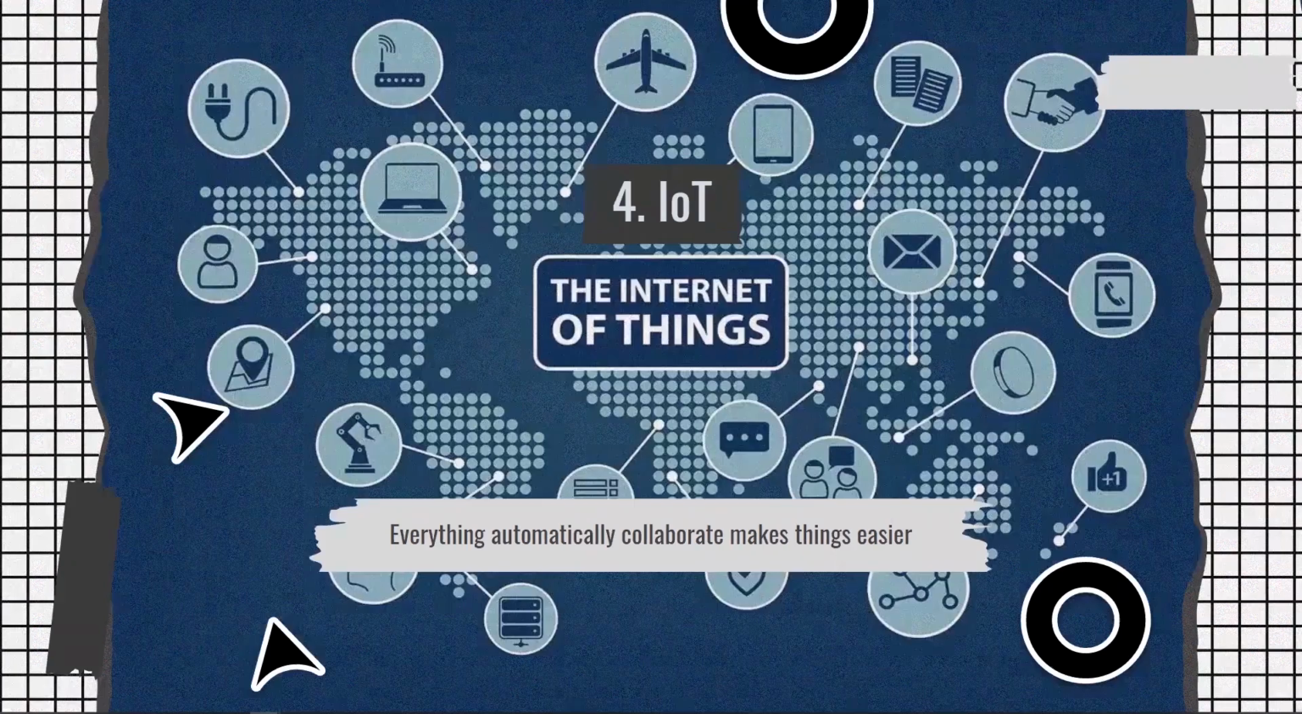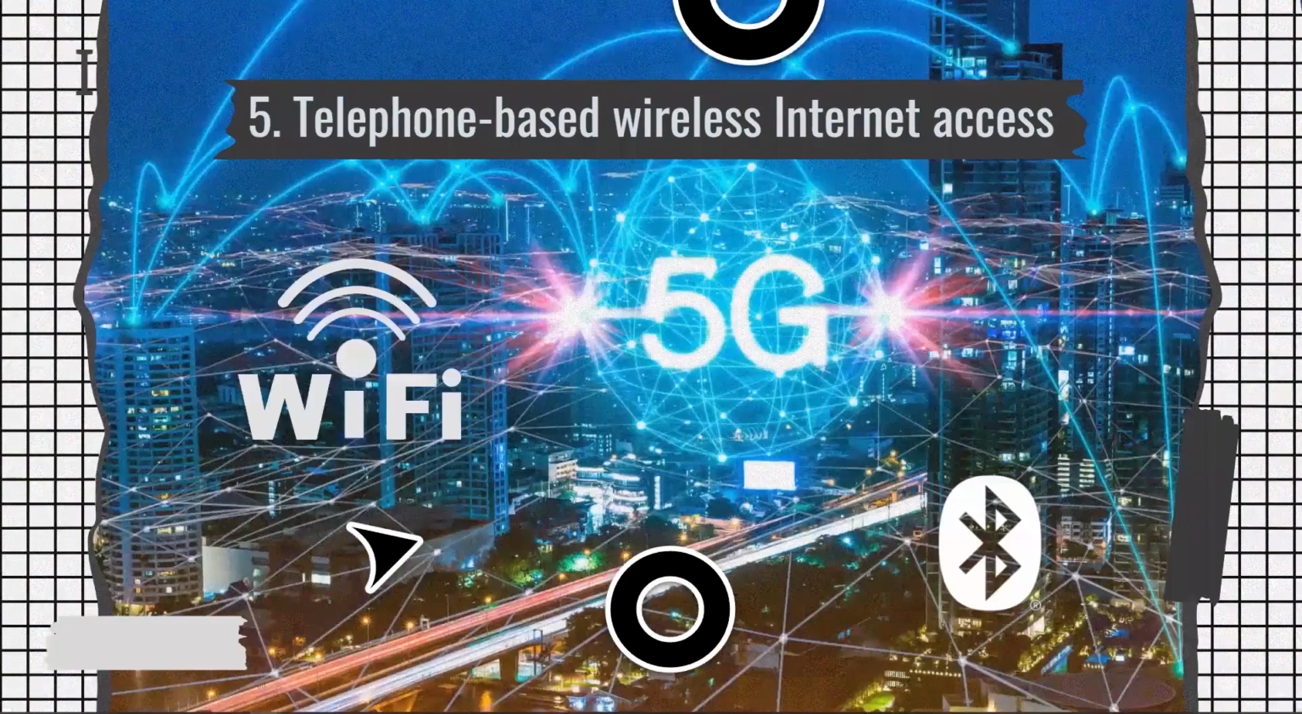The next thing is the IoT, the Internet of Things. The Internet of Things describes the network of physical objects, also known as things, that are embedded with sensors, software, and other technology that are used for the purpose of connecting and exchanging data with other devices and systems over the internet. Then everything will automatically collaborate together and make things easier.